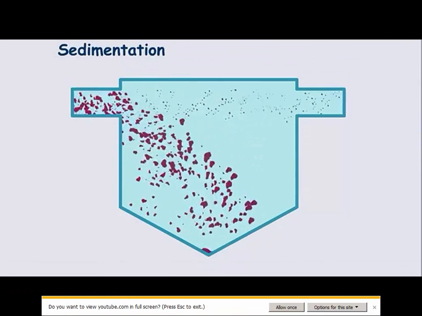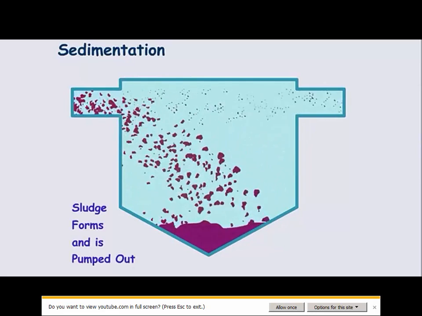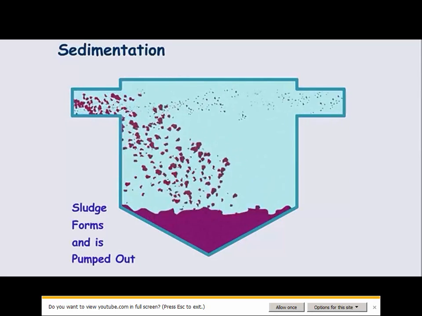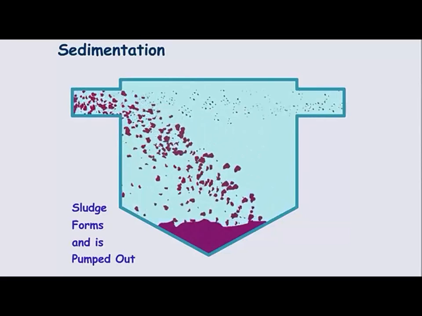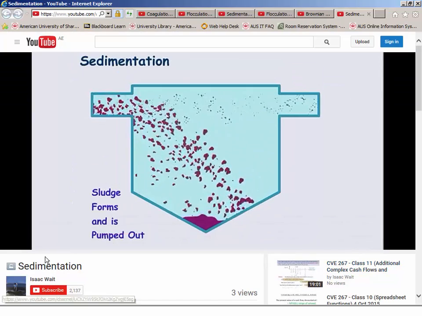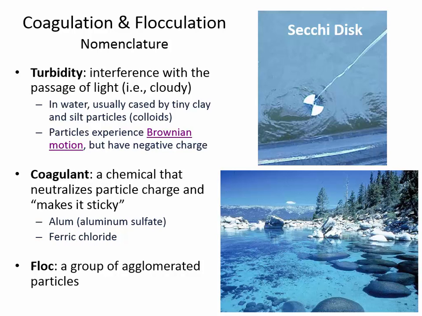If we are adding a chemical to cause coagulation, this sludge is partly clay and it's partly alum or iron. So what contributes to the volume of the sludge includes the coagulants themselves.